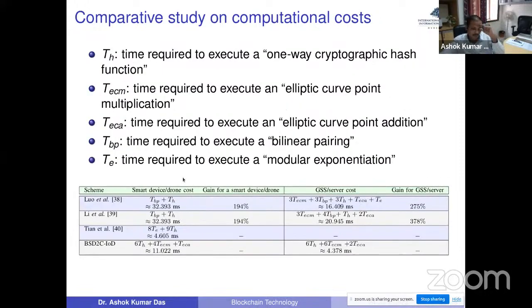And similarly, we also used the average runtime cost for a smart device, the Raspberry Pi server setting. We have taken the laptop setting results, the average results. We calculated that our scheme also performs better, as well as giving comparable results with the TN schemes.